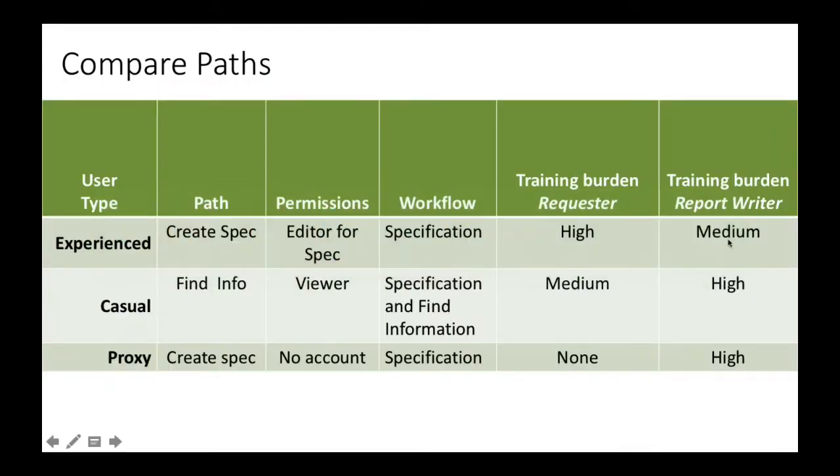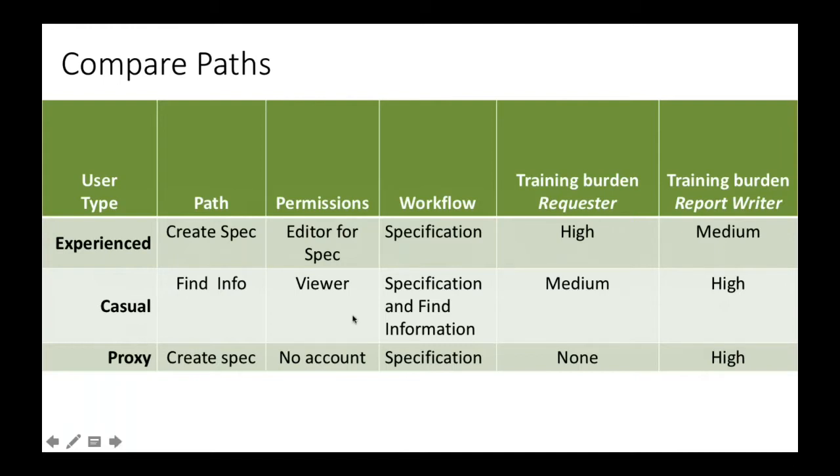So there's a bit of an expectation that somebody needs to have a back and forth with that requester. For casual requesters, the training burden and the communication burden could be quite high. Much less requirements information has been given, and those conversations would need to be had. And for proxy, the staff would need to be trained to reassign who the requester was, and whether or not that requester's name needed to be associated with the spec. There's a little bit more burden on the report writer.